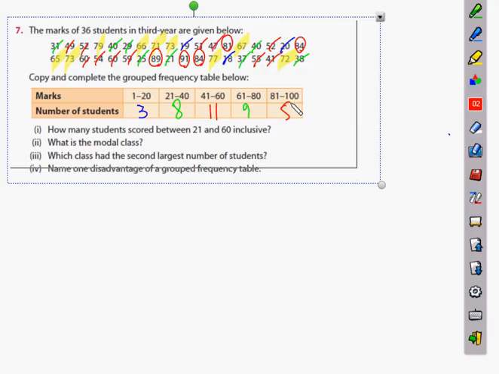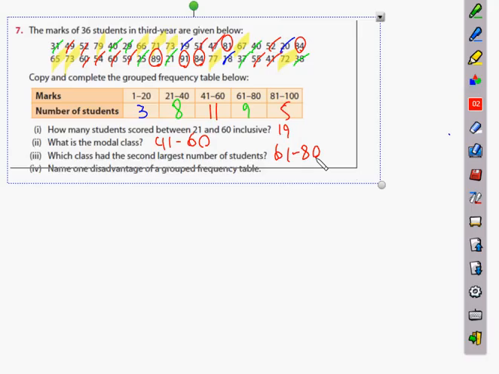Now, how many students score between 21 and 60 inclusive? So, 8 plus 11? 19. What's the modal class? The modal amount, the most common amount? 41 to 60. Which class had the second largest number of students? 61 to 80. Name one disadvantage of grouped frequency table.